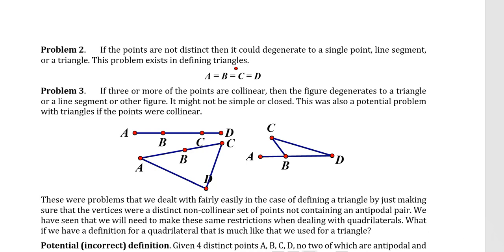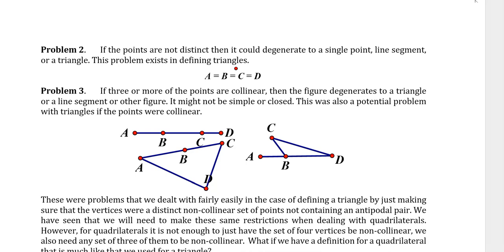And we have to be, even there, a little careful about doing this with a quadrilateral. We dealt with these problems fairly easily in the case of defining a triangle by just making sure the vertices were a distinct, non-collinear set of points, not containing an antipodal pair. We'll need to make these same restrictions when dealing with quadrilaterals. However, for quadrilaterals, it's not enough just to have the set of four vertices be non-collinear. We also need any three of them to be non-collinear. For example, this figure right here has A, B, and C collinear, but A, B, C, D is not collinear. And we don't want that to be a quadrilateral.